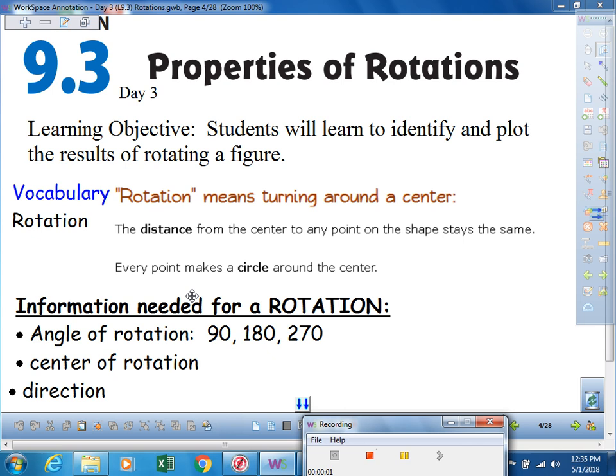We are learning how to do rotations. So this is the third transformation that we're going to learn. And a rotation just means turning around a center.